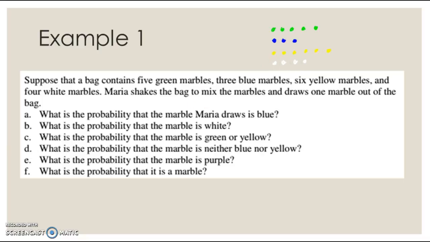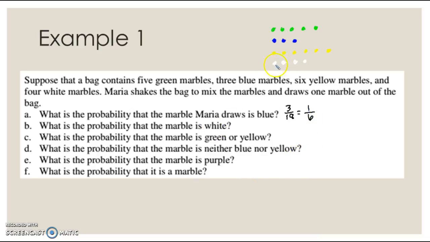Alright, now I'm looking at how many blue. So total, I have 5 plus 3 is 8, plus 6 is 14, plus 4 is 18. And out of those 18, I have 3 blue. So my probability is 3 over 18, which we always look to simplify, and 3 goes into both of those, so that simplifies to 1 out of 6.